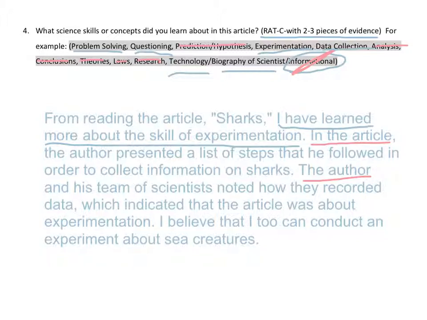Finally, for my conclusion, I begin with, I believe that I too can conduct an experiment about sea creatures. In my conclusion, I just noted something interesting that I found from the article. I put that I believe that I too can conduct an experiment about sea creatures, just recognizing the fact that the article was about experimenting with sea creatures, and particularly sharks. I would rate, even though I wrote it myself, I would rate this RATC a 4, which is a 100% on my scale.